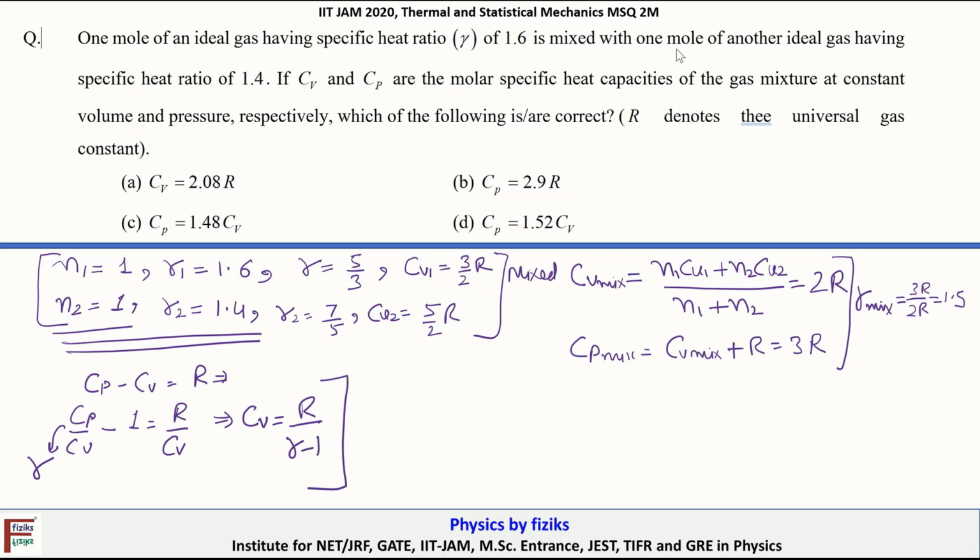With the help of this result, we can calculate the value of Cv mix here. For Cv mix, we will make use of the same expression here also.